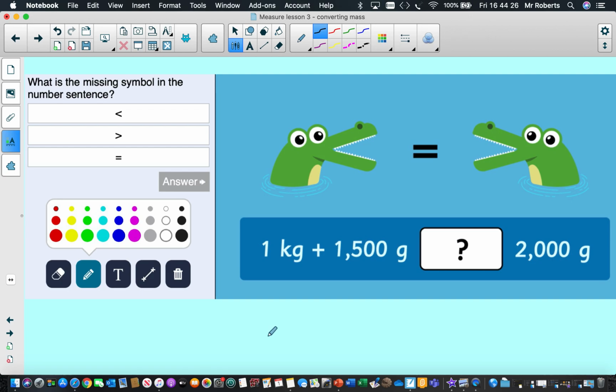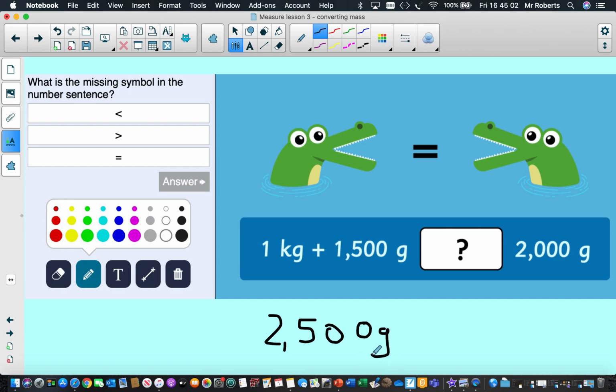So let's have a look. I've got 1 kilogram plus 1,500 grams. What I need to do for this one is I'm probably going to stick with grams because it'll be easier. I need to convert my 1 kilogram into grams. So 1 kilogram in grams is 1,000. 1,000 add 1,500 would be 2,500 grams. It's really hard to write on this screen.